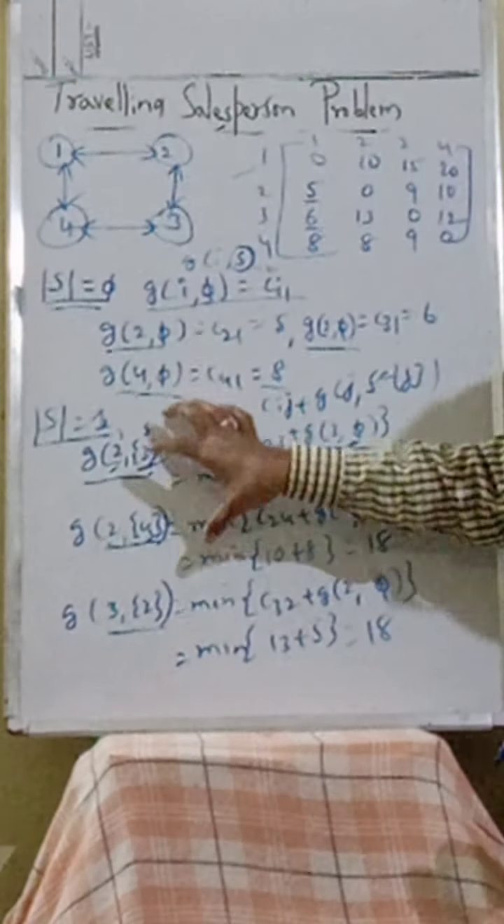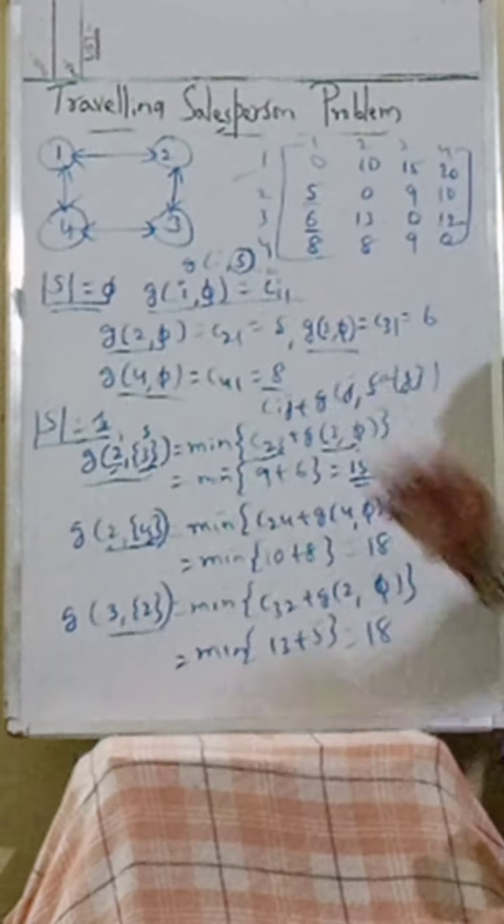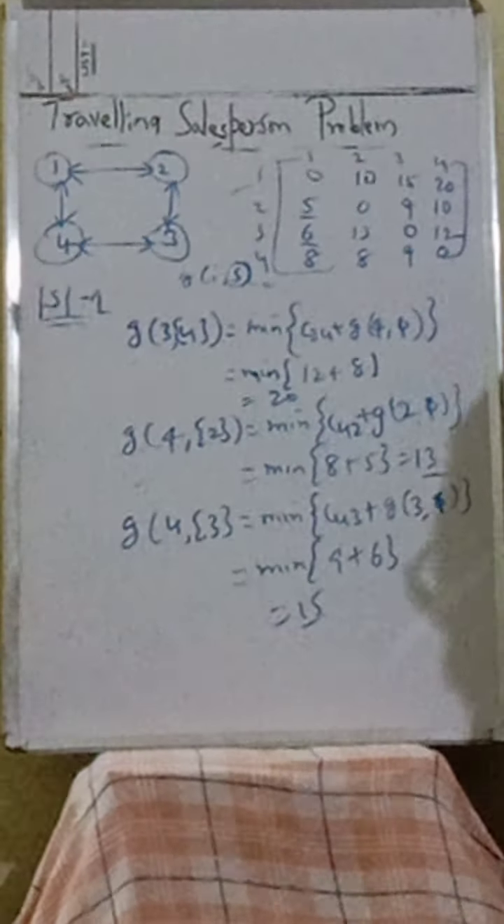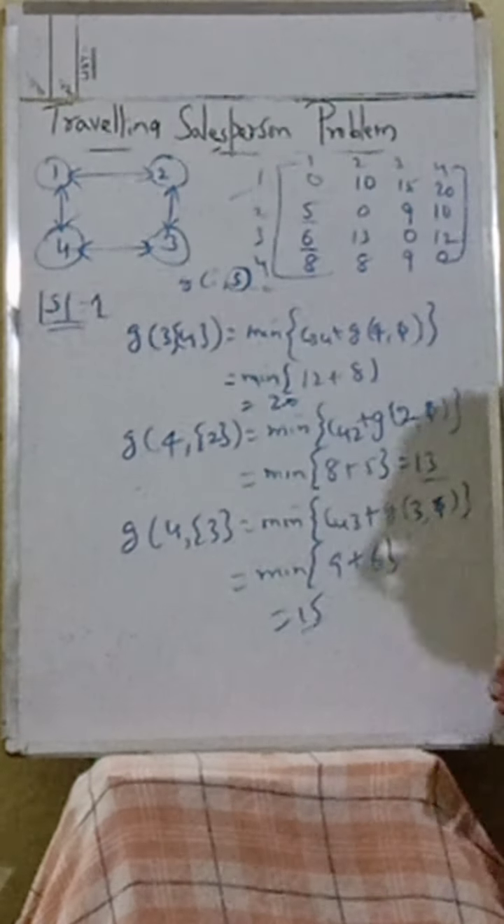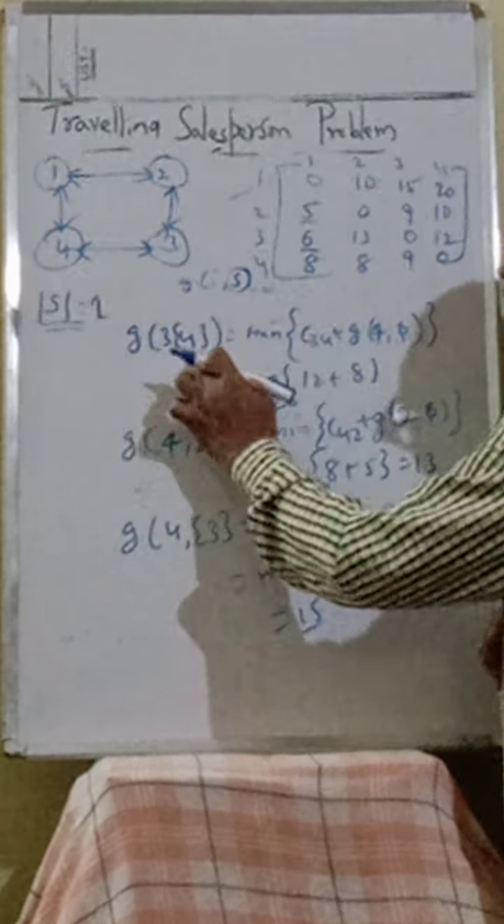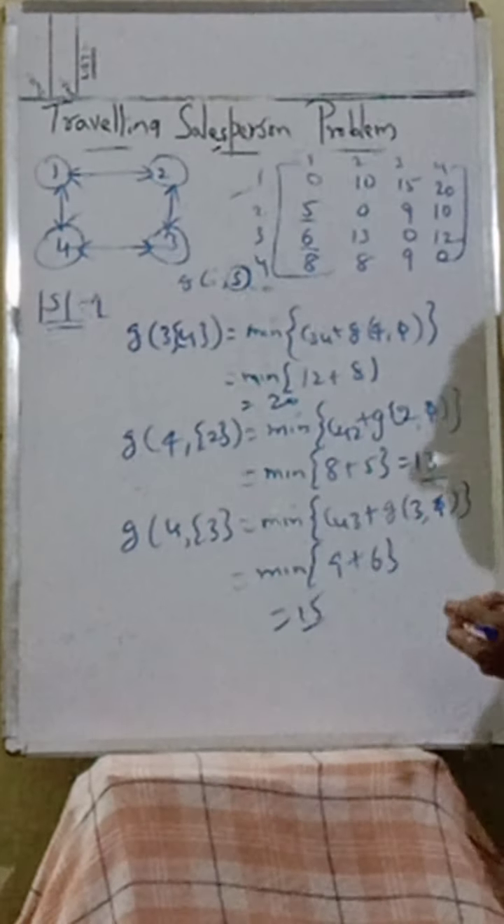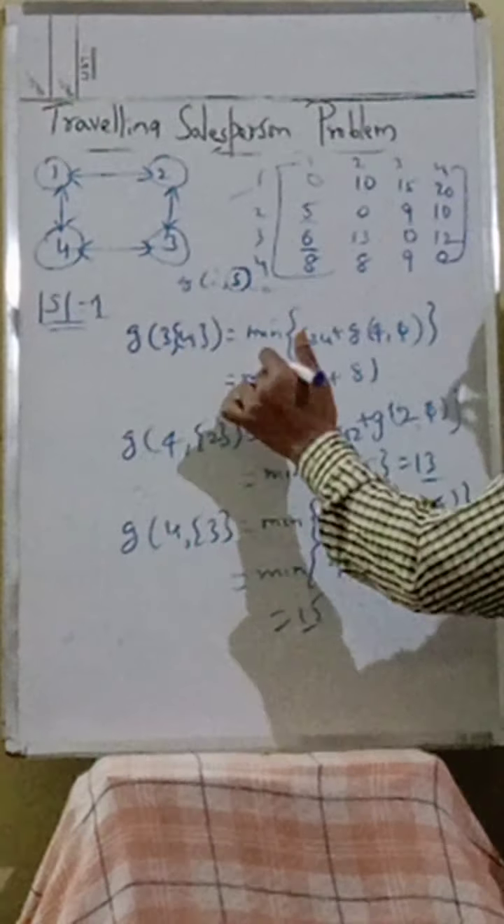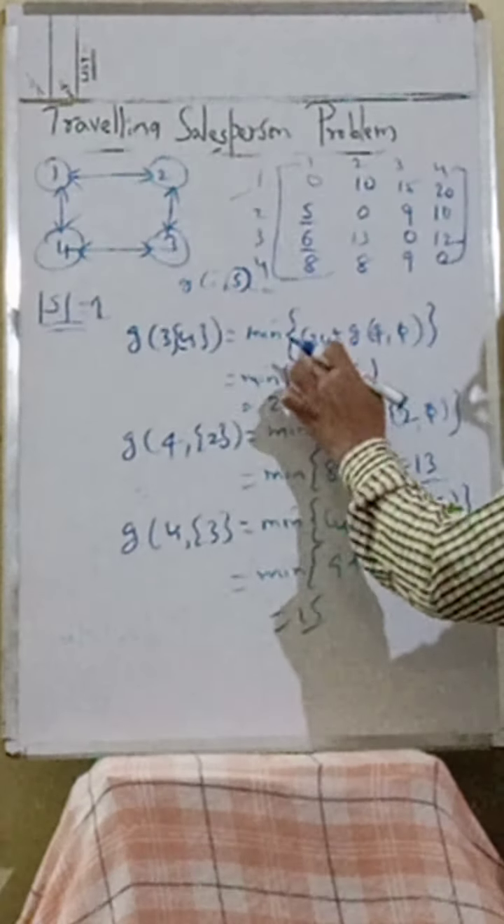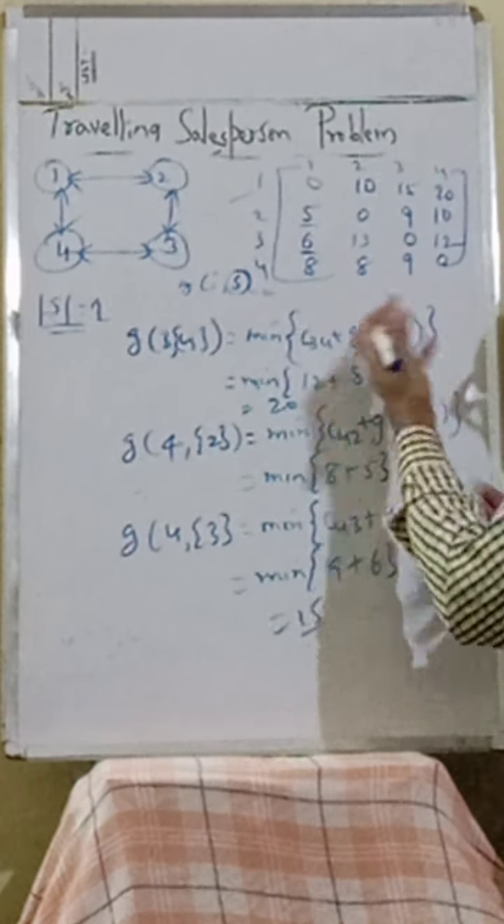Now we are going to use all these values in mod S equal to 2 as substitutions. The remaining values at mod S equal to 1 include G of 3 comma 4. What is G of 3 comma 4? Here the set size is 1. We are dealing with set size equal to 1 in this. So 3 comma 4, how can you expand? Now J is 4, so C34 plus G of 4 comma 5.